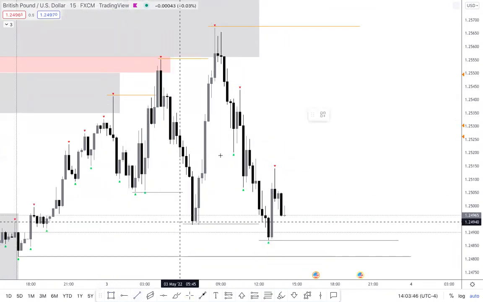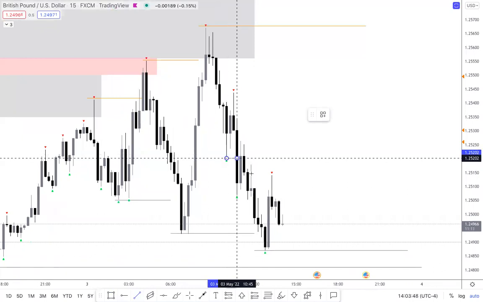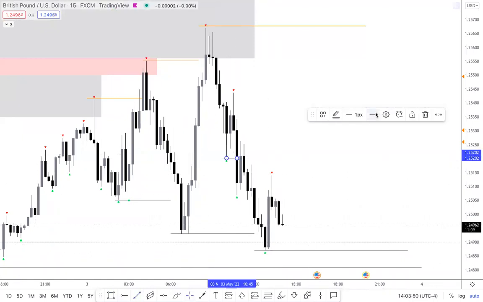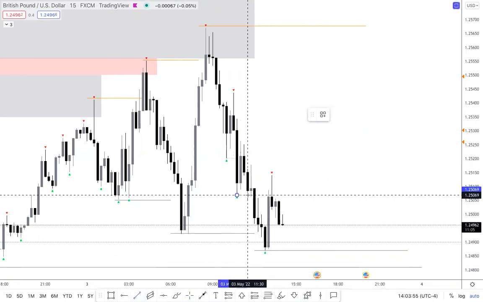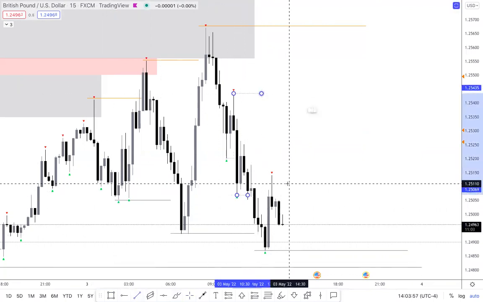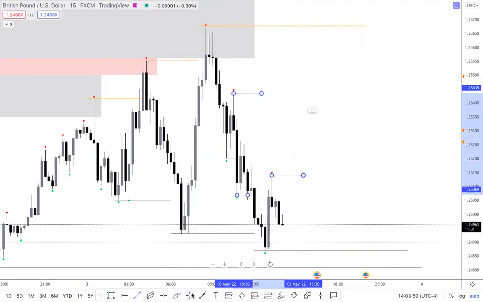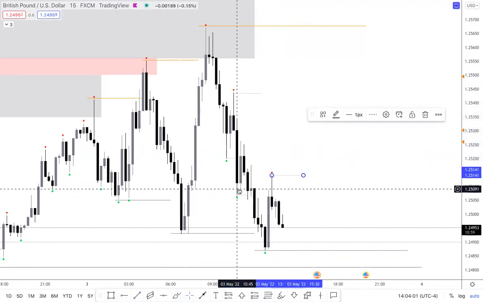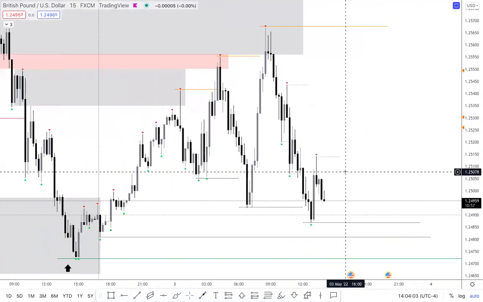The only 15-minute liquidity points that are showing are this one here. Here, here, and here. All right, that's really it. That's fine though. Makes it easier, honestly. The less 15-minute, the better.